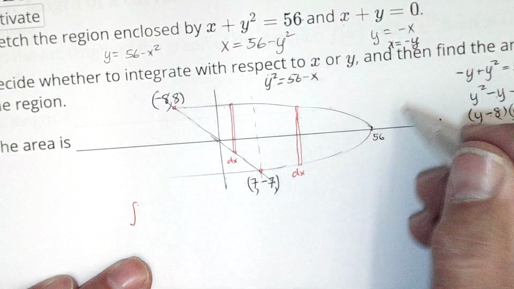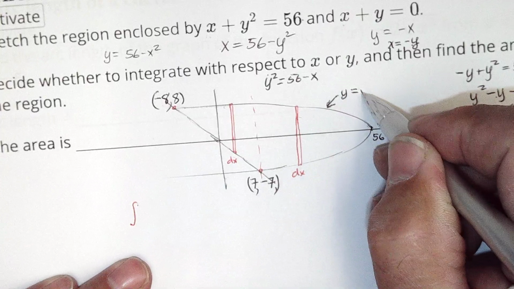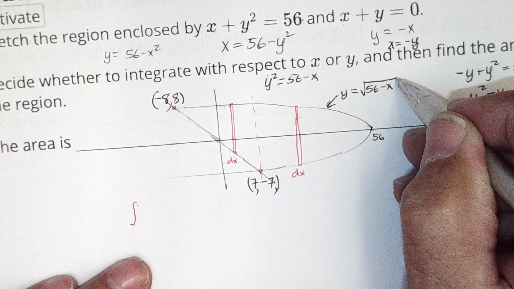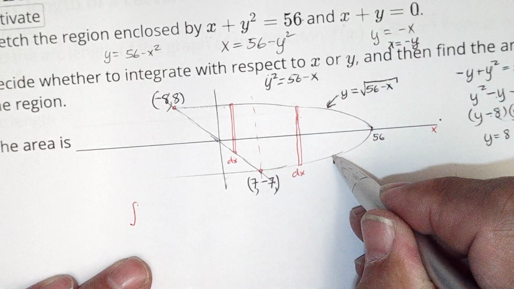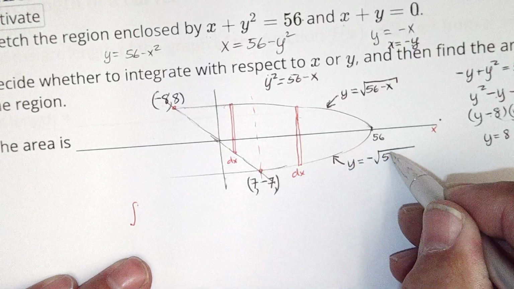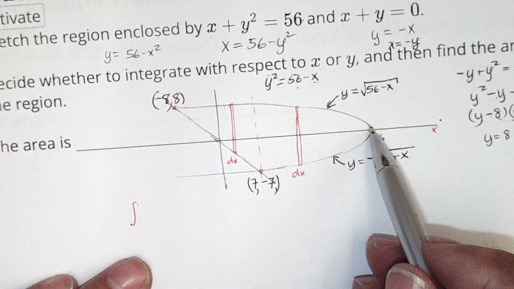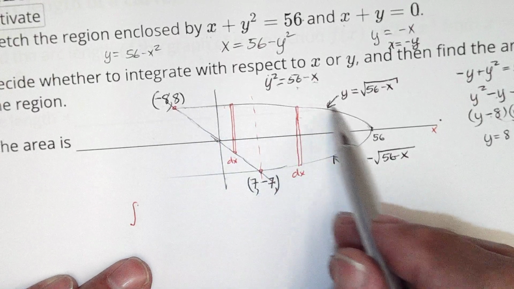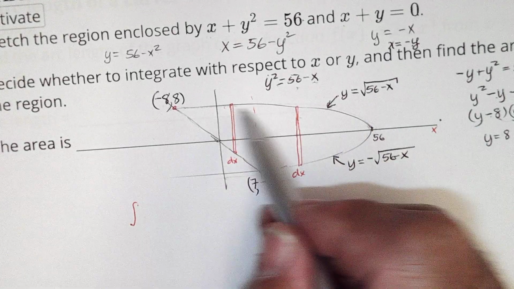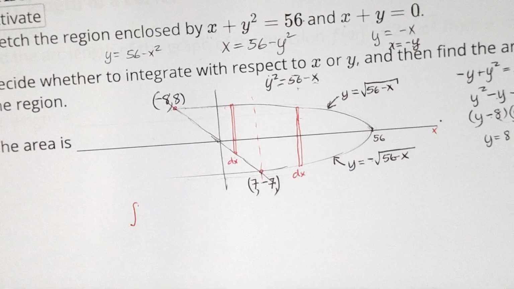I would take the square root, and the top half would be y equals the square root of 56 minus x. The bottom half of this parabola would be y equals negative the square root of 56 minus x. Because when I take the square root of both sides, I get plus or minus. This is the plus answer, and this is the minus answer. And you can graph this in your calculator, and it'll show you this. You can put a minus in front of this, and it'll put it down here.